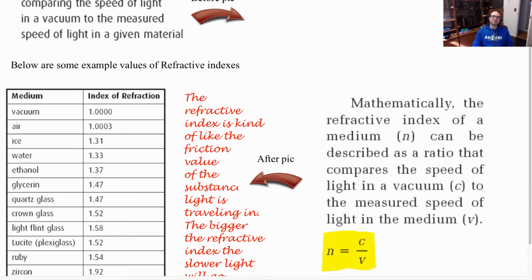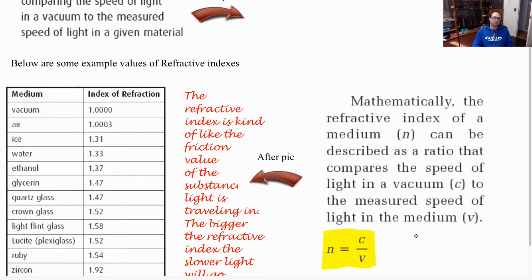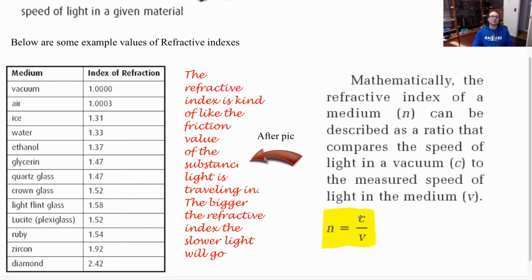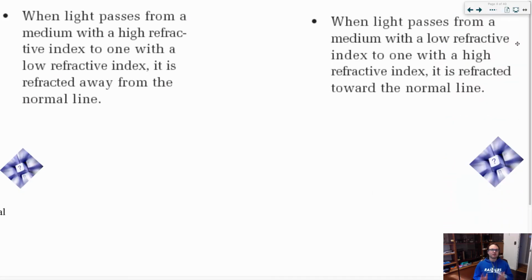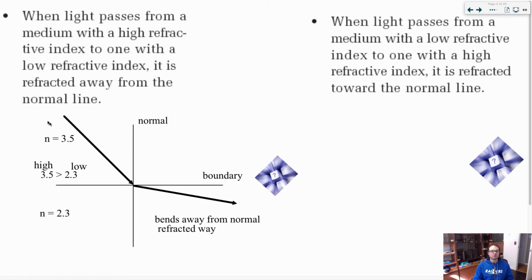So mathematically, the refractive index of a medium, n, can be described as the ratio that compares the speed of light in a vacuum, c, to the measured speed of light in the medium, which is v. So our n is equal to the speed of light in a vacuum divided by whatever we measured the speed of light in our medium or object. So here we go. When light passes from a medium of high refractive index to one with low refractive index, it is refracted away from the normal line. So if we look here, we're going from a high refractive index to a low refractive index, so it bends away from the normal.